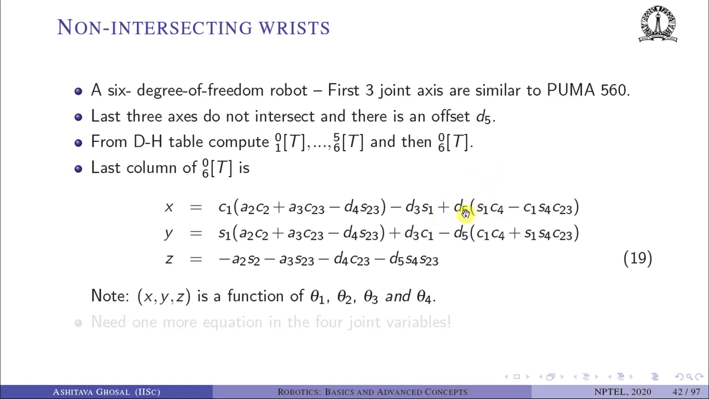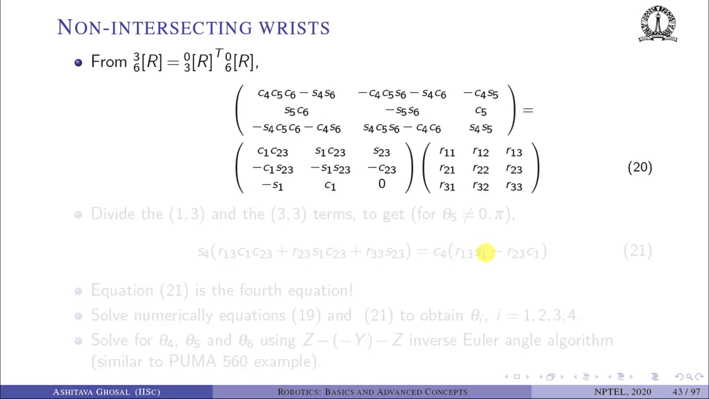Okay, so if d5 were to be 0, we will get back the equations of the Puma. But however, there are these additional terms, d5 s4 s23, d5 s1 c4 minus c1 s4 c23, and so on. Okay, so what can we notice? We can see that the x, y, and z, okay, the origin of the sixth coordinate system, or the last link, is now a function of theta 1, theta 2, theta 3, and theta 4. So we have three equations in four unknowns. Okay, so we need one more equation in the four joint variables.